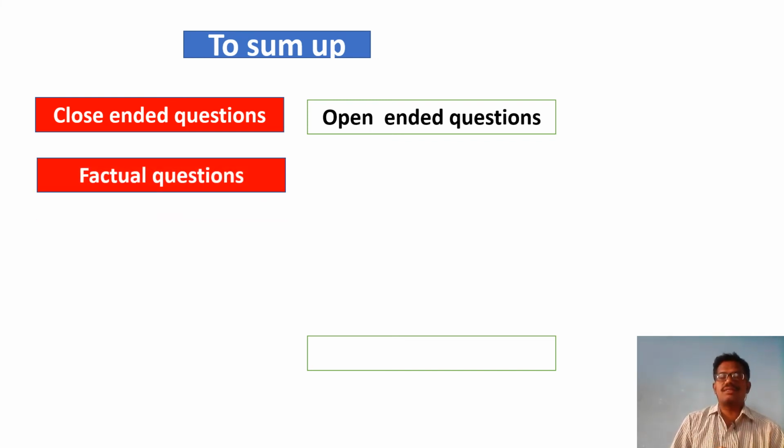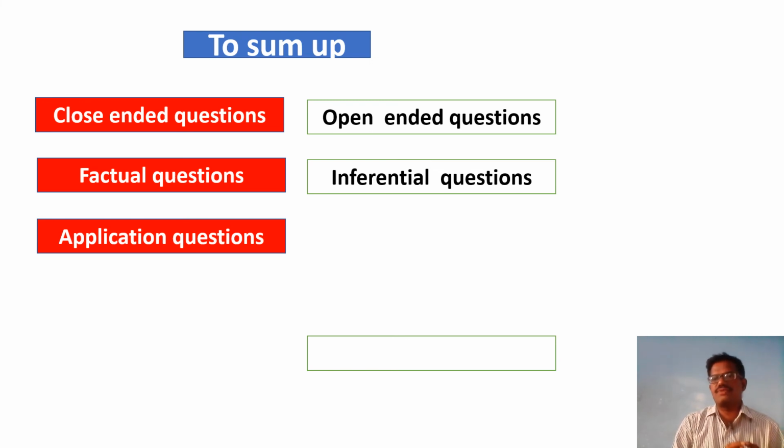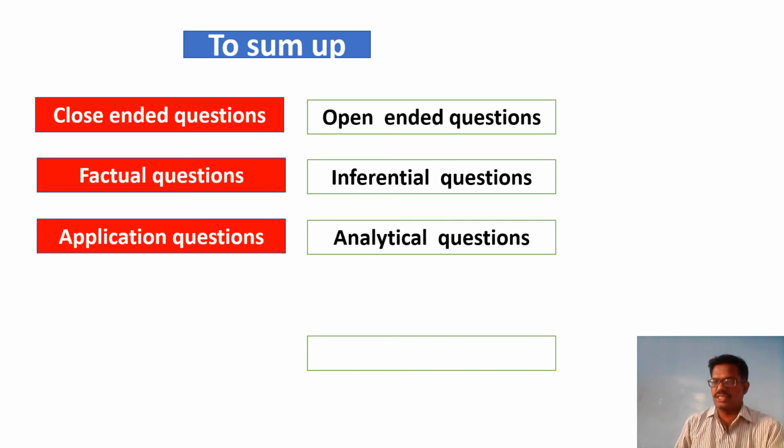Factual questions: the answers for these questions can be found directly from the text content. Whereas in case of inferential questions, the answers are not readily available in the text. We have to make use of the facts of the text as evidence, and we have to derive some conclusions from them. That means here we infer facts from the given facts. Application questions: in case of these questions, we take the children from the facts of the text to their real life situations. Whereas in case of analytical questions, we take information from outside and apply that information to the facts of the text and analyze the situations.